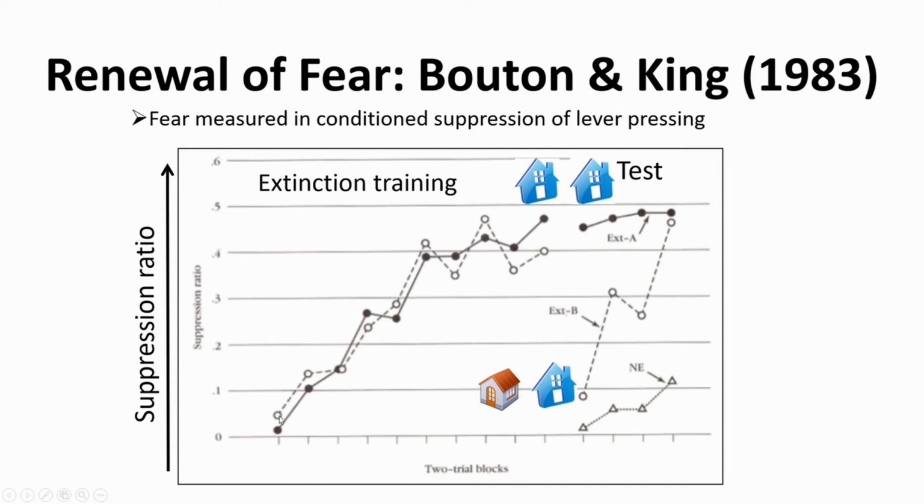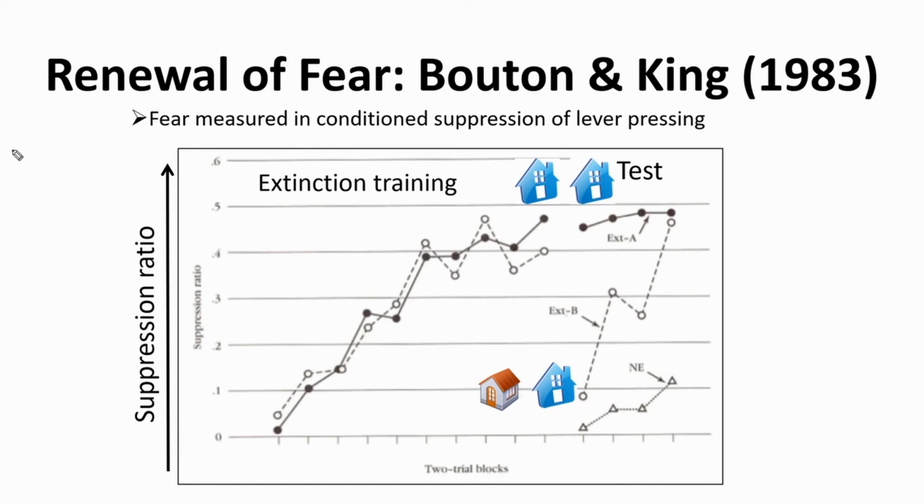Our open circles are the second group. These are the ones that went through extinction training in context B. So that's this house here. These guys went through their extinction training in a second environment. In both of these, we're measuring how much they are suppressing their behavior, how much of a fear response they are showing when they're doing their extinction training. So dark circles, we're testing this in A. Open circles, this is being looked at in B. And for both of them, we see a pretty decent extinction curve.